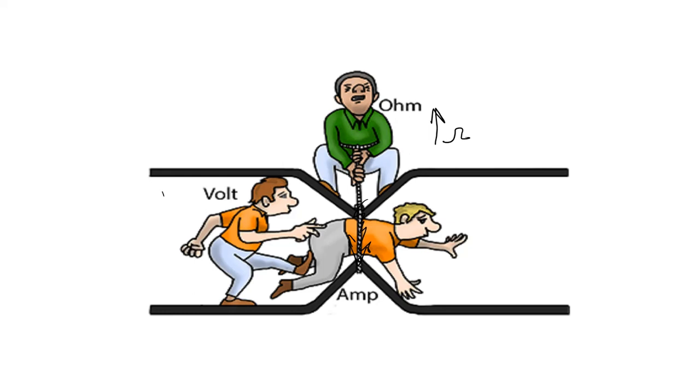So if this is my 10 volts and this is my 5 ohms, and this guy down here is my 2 amps, if I wanted to get the amps to move faster but the resistance to stay the same, I'd have to add more volts to give him more of a push. So let's put that in effect and see how that works out.